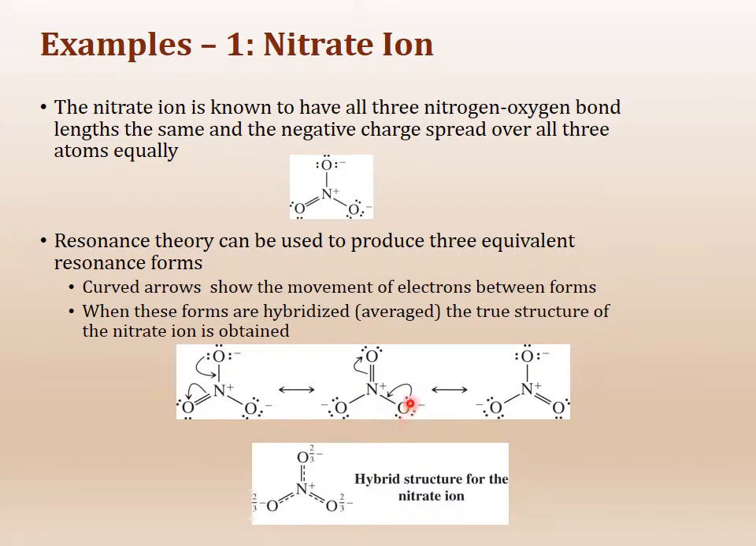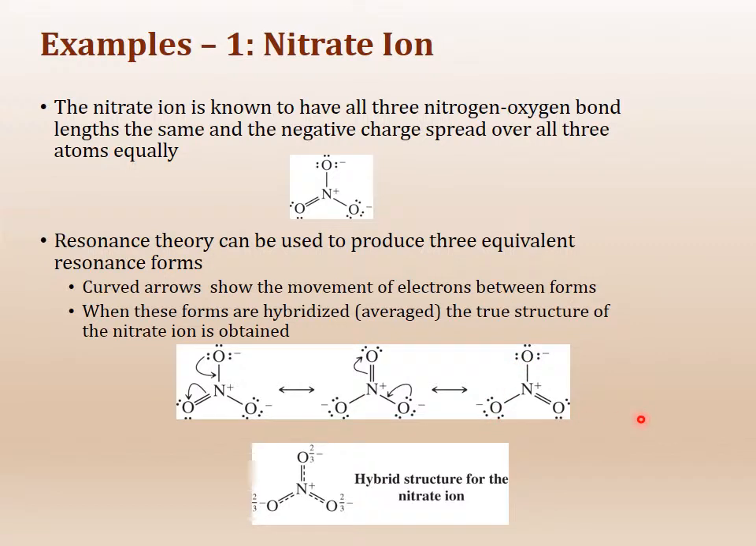Now you can take electrons from this oxygen, move them to this bond over here, and then this double bond will go right back there. And so you get a double bond here and a negative charge back there again. So at any given time, there is one double bonded oxygen in any of these structures and two single bonded oxygens.